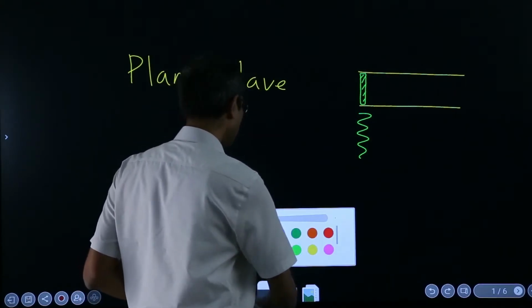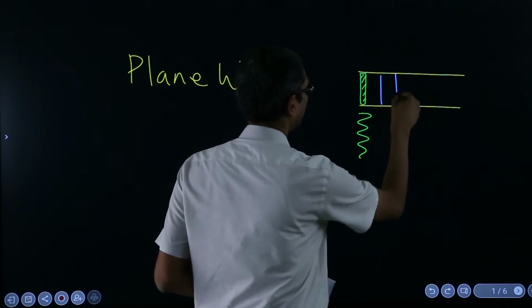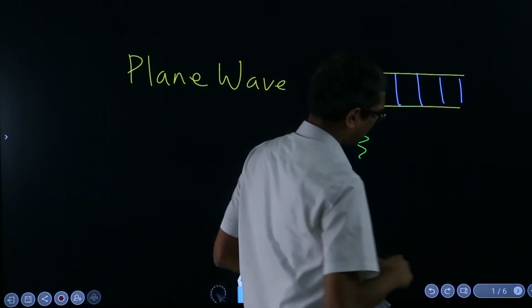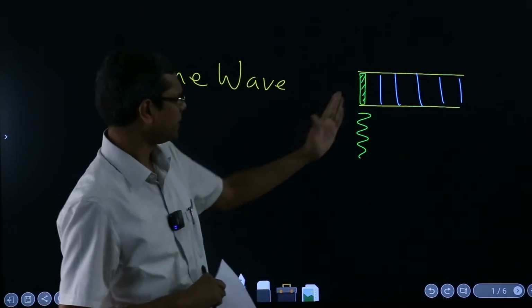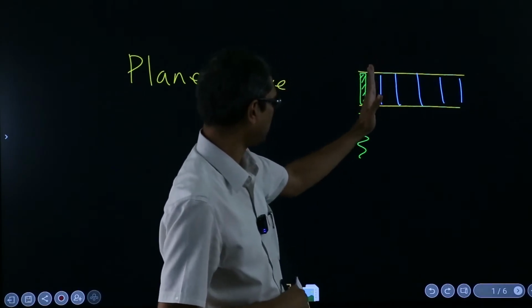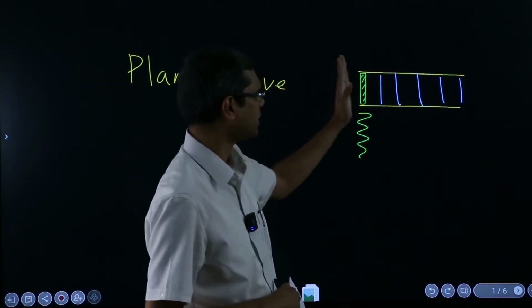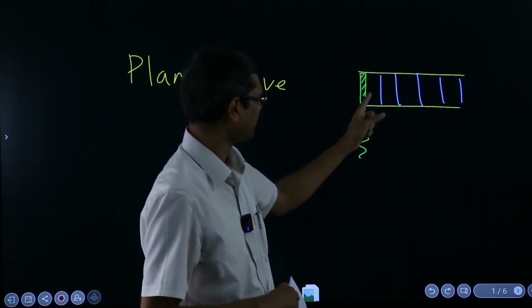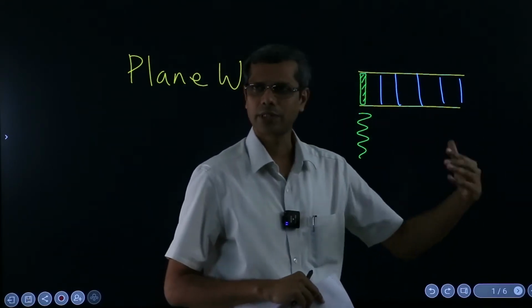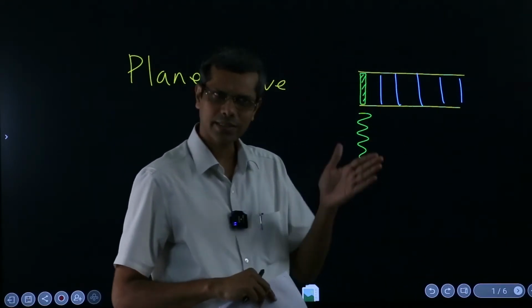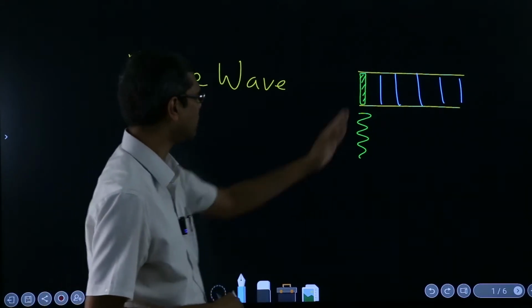So that means waves will just move like that, and any plane you look at, those particles will not go to any other plane after some time. They will stay, they'll stick to their plane. Okay, so that is why it is a plane wave.